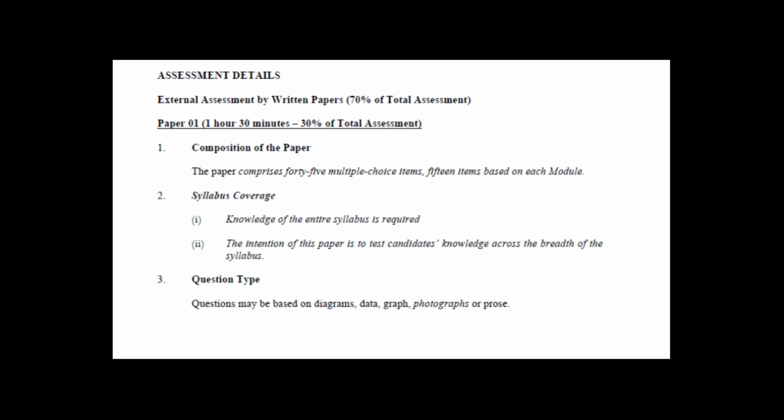So paper 1, as I said, consists of 45 multiple choice items, 15 from each module, and knowledge of the entire syllabus is required. The intention of this paper is to test candidates' knowledge across the breadth of the syllabus. The point about multiple choice questions is we can cover the whole of the syllabus. When it comes to the structured questions, we can't quite cover all of the syllabus, but the multiple choice can. And therefore, for the multiple choice, you need to know all of the syllabus. You need to know all of the syllabus anyway, because all questions are compulsory.